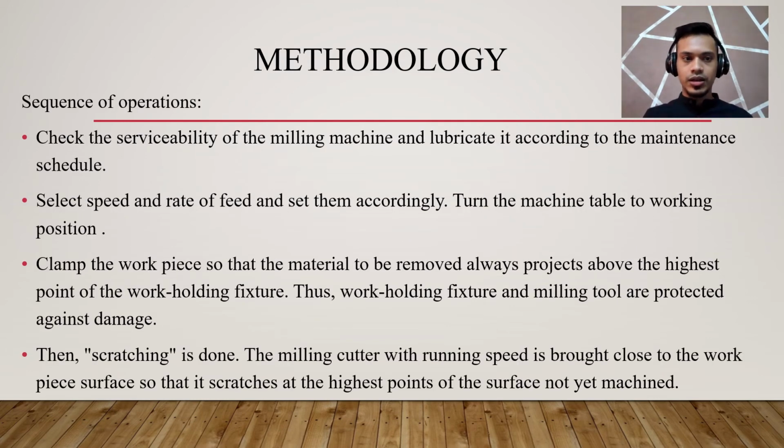After reading a few journals, there are a lot of methods that I have conducted to study this experiment. The best sequence of operation that I came up with is on the slide. First, we have to check the serviceability of the milling machine and lubricate according to the maintenance schedule, and then select the speed and the rate of feed and set them accordingly. Then we clamp the workpiece so that the material to be removed always projects above the highest point of the work holding fixture. Thus the work holding fixture and the milling tool are protected against damage. Then scratching is done by the milling cutter, with the running speed, brought closer to the workpiece surface so that it scratches the highest point of the surface, which is not machined yet.